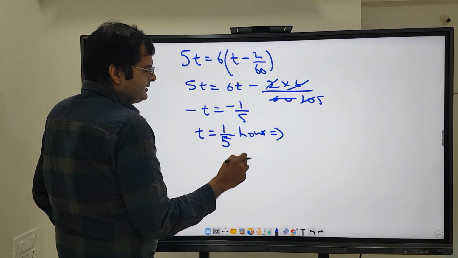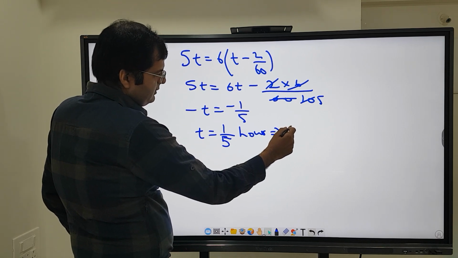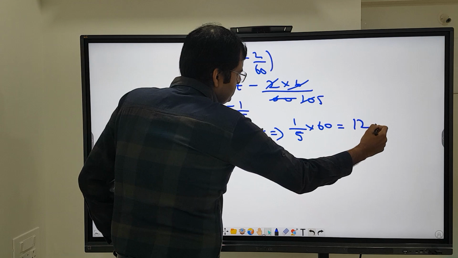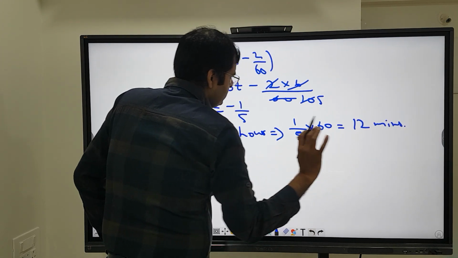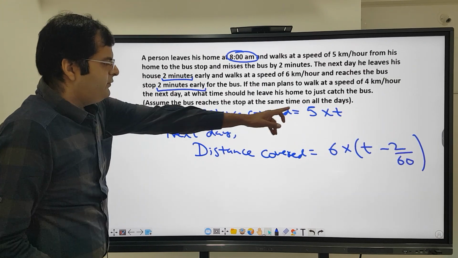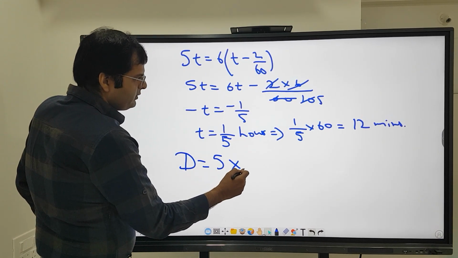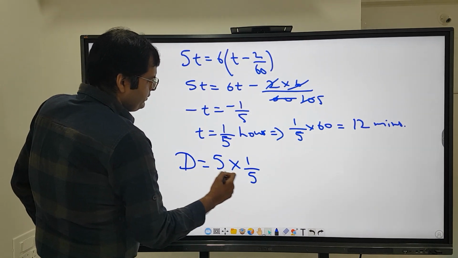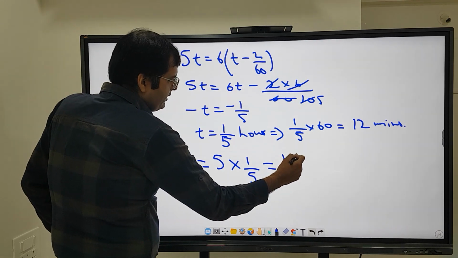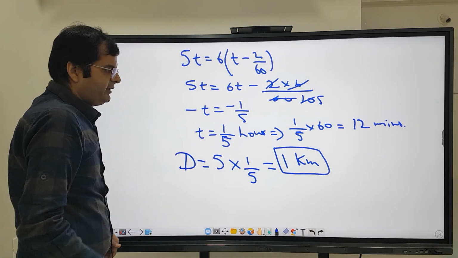So that means the time over here in terms of minutes, if I calculate 1 by 5 into 60, is 12 minutes. So the distance is 5 into t, which is 5 into time, 1 by 5 in terms of hour. Okay, and this is kilometer per hour. So 5 into 1 by 5 is 1. So the distance is 1 kilometer. Distance between the home and the stop is 1 kilometer.